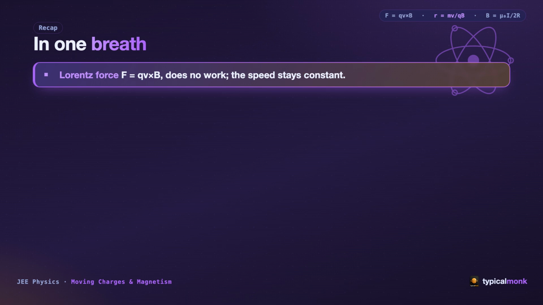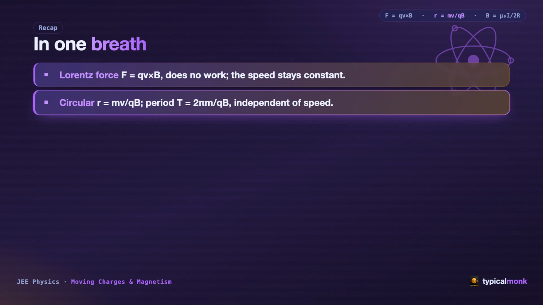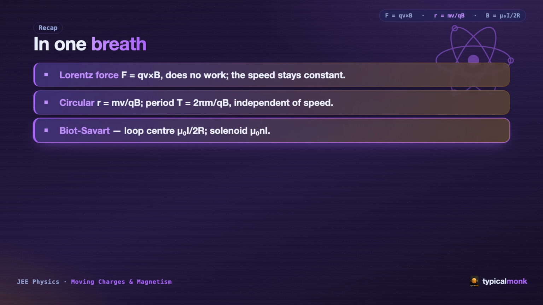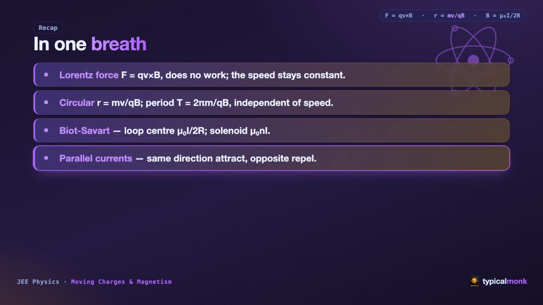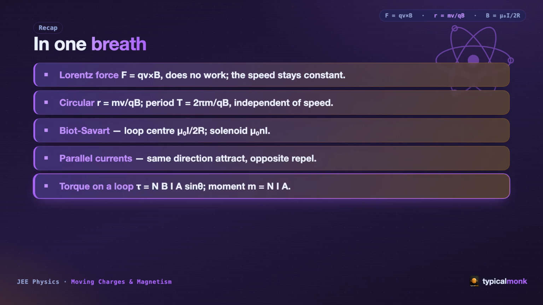The Lorentz force, F equals qv cross B, does no work. The speed stays constant. Circular motion, R equals mv over qB. The period, 2 pi m over qB, independent of speed. The Biot-Savart law: loop center, mu naught I over 2r; solenoid, mu naught n I. Parallel currents, same direction attract, opposite repel. The torque on a loop, NBIA sine theta, the moment, NIA.